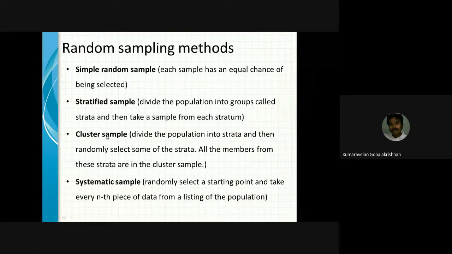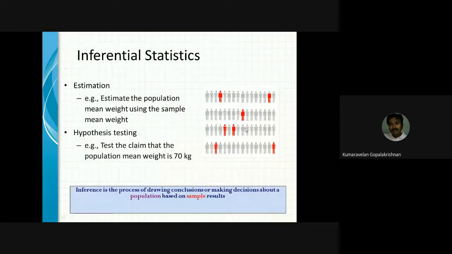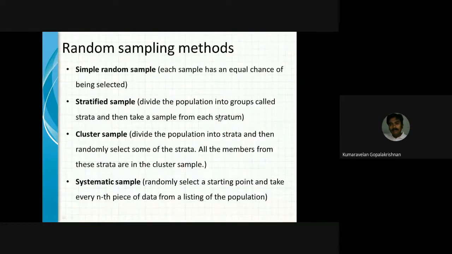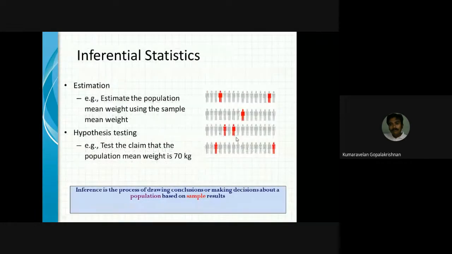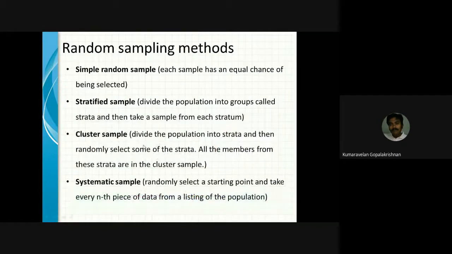The third technique is cluster sample. That means in a population, I divide it again into strata, right? So divide the population into strata, then randomly select some strata. Any one of the strata is going to be selected for analysis. That kind of activity is called cluster sampling. Instead of taking samples from each stratum as in stratified sampling, I divide the population into strata and take any one of the strata for the analysis. That is called cluster sample.